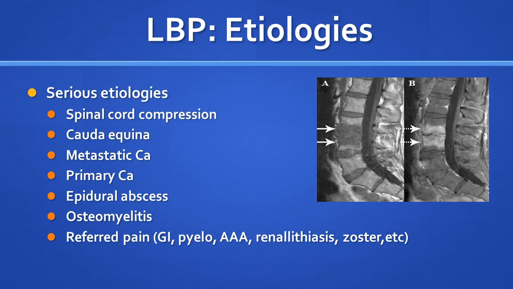Serious etiologies, things we really need to be aware of: spinal cord compression, cauda equina is a big one. I'll go through that a little bit more. Metastatic or primary cancer presenting at the bone level, epidural abscess. This picture is of an osteomyelitis related to a discitis that has spread to the bone. You can see that pretty nicely on imaging, but you have to have that in the back of your mind when you're evaluating these people to decide whether to pursue imaging.